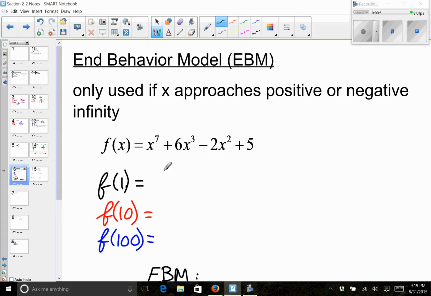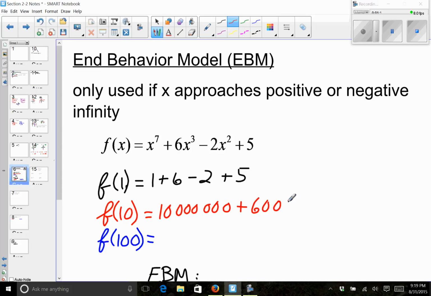and say I start with 1, well, that'd be 1 plus 6 minus 2 plus 5. Each term is roughly the same size. But then I say, well, x is 10. Well, that would be 10 million plus 6,000 minus 200 plus 5.